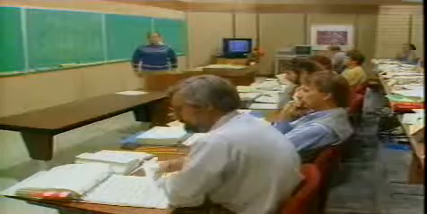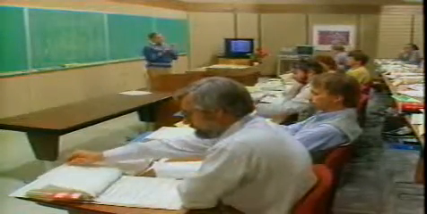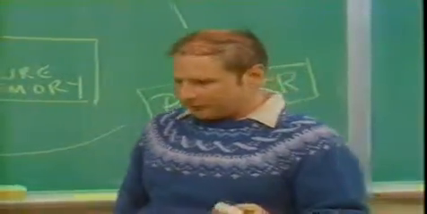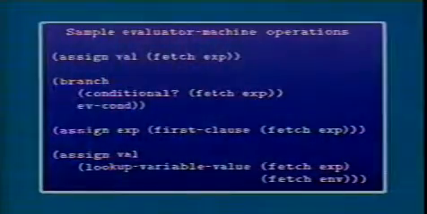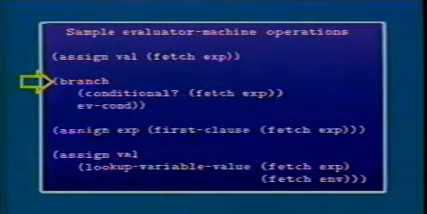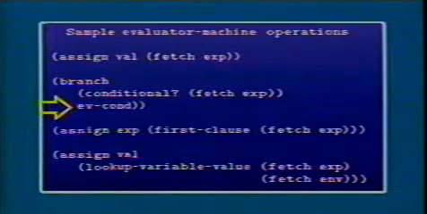Well, how about the data paths? This machine has a lot of special operations for Lisp. So here's some typical data paths. A typical one might be, assign to the val register the contents of the exp register. That's, in terms of those diagrams you saw, a little button on some arrow. Here's a more complicated one. It says branch if the thing in the expression register is a conditional to some label here called the ev-conditional. And you can imagine this implemented in a lot of different ways.